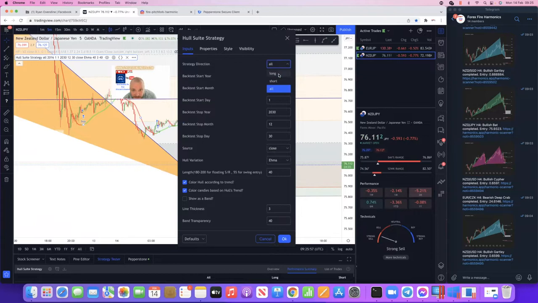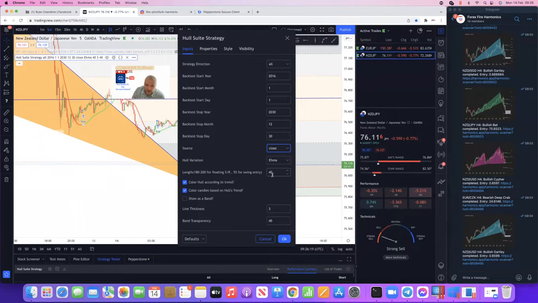You need it to all, because when you first start, this might be long or short. Everything else is as is. I'll have this on close. I have the whole variation on AHMA, which you might have to change to that. And then I have the length for floating at around about 40. You can tinker with that if you want to.